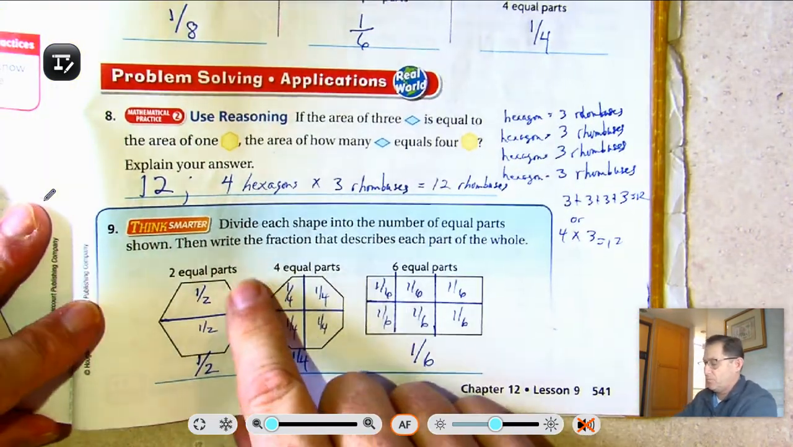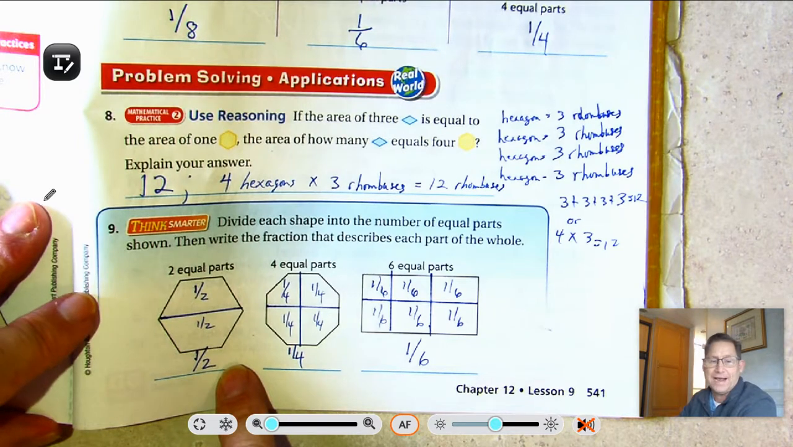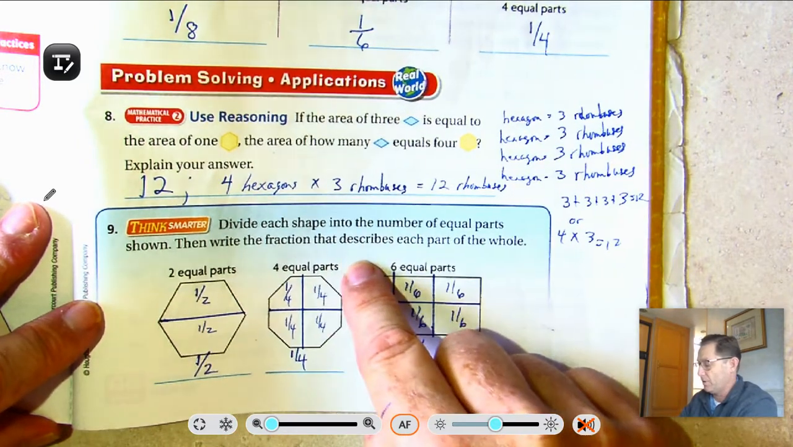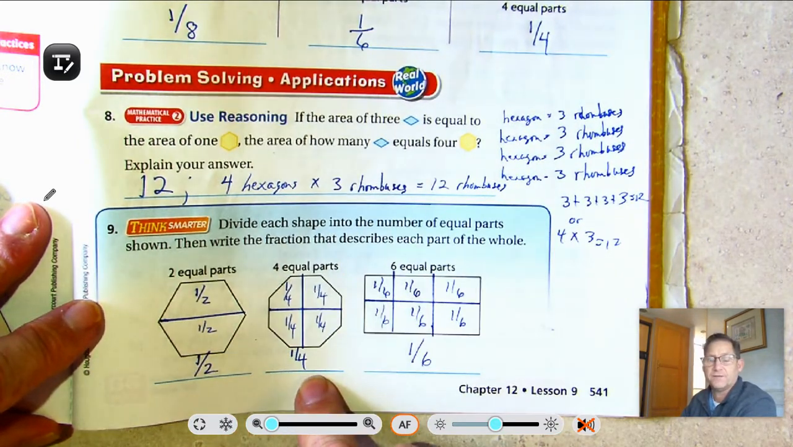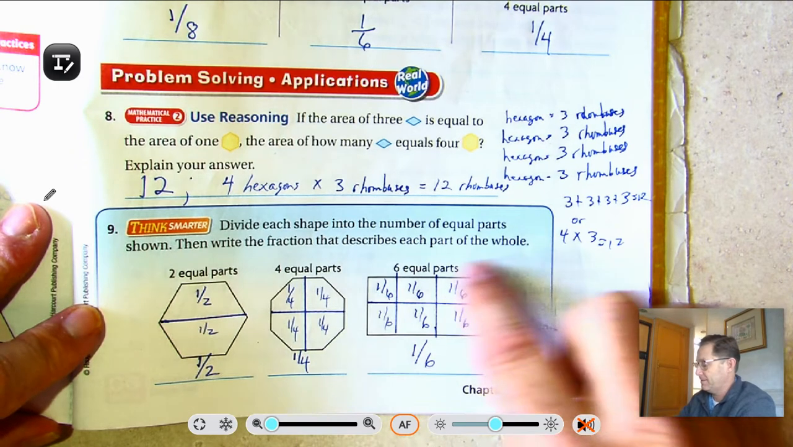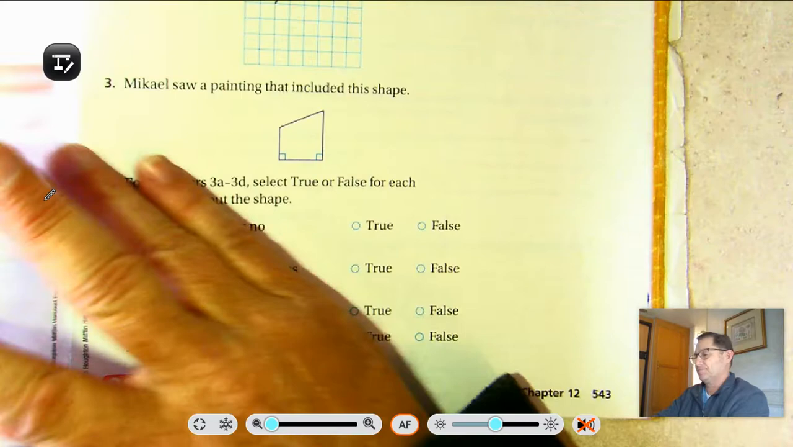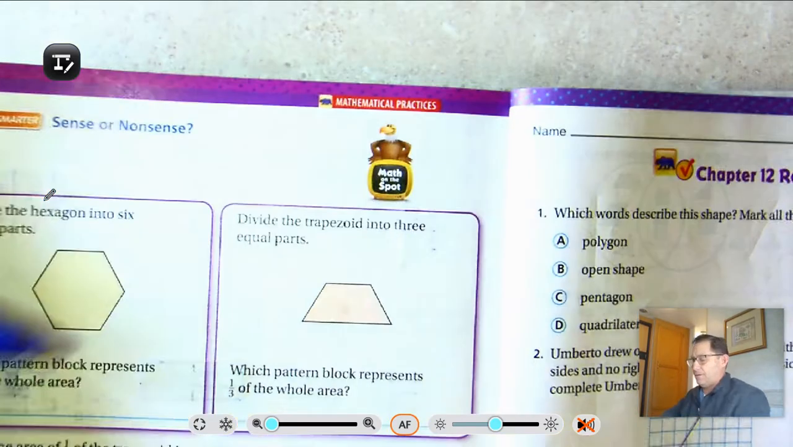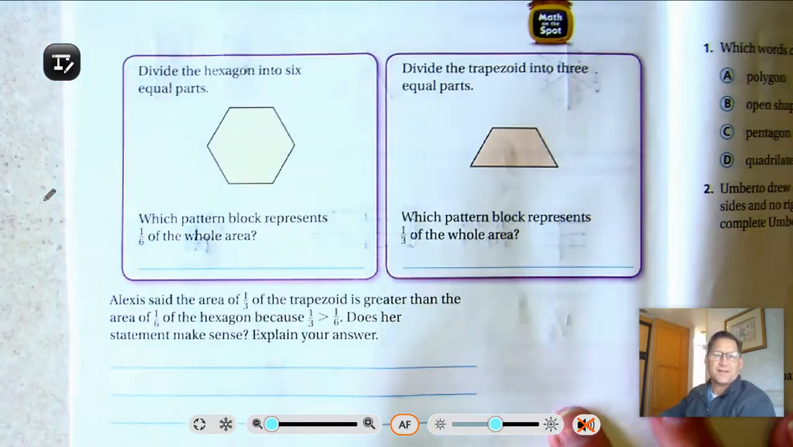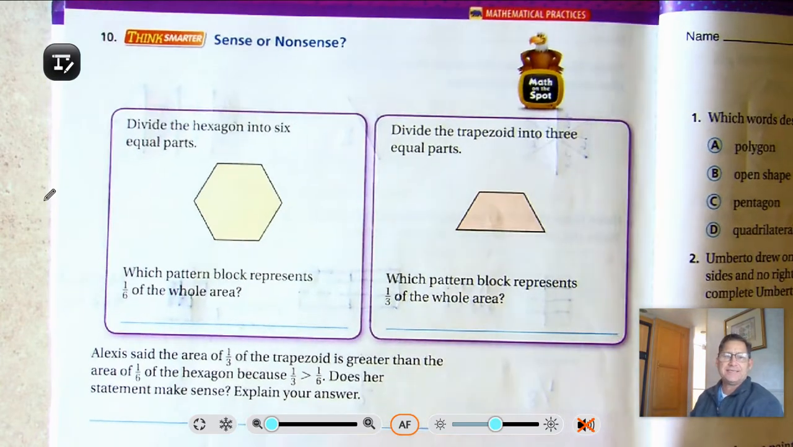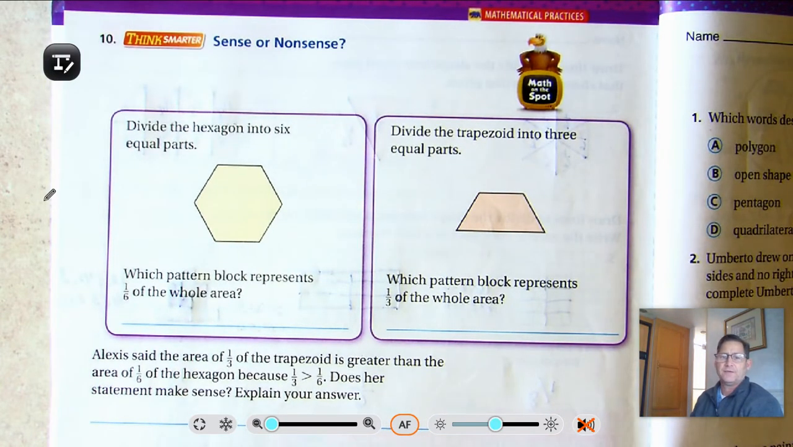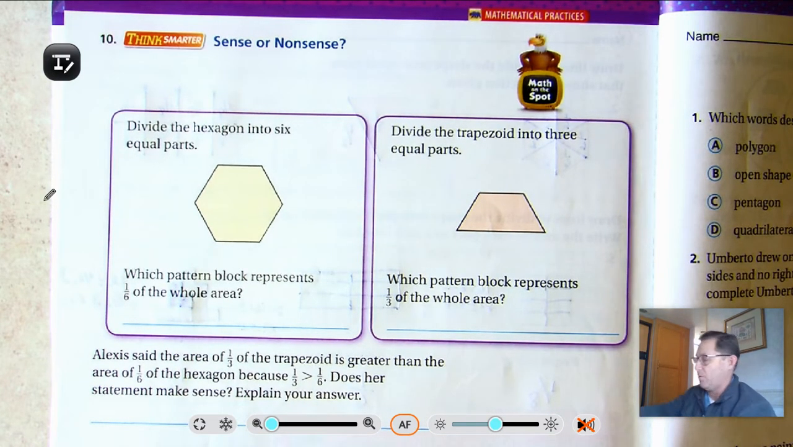So 2 parts, the fraction would be 1/2. If I break it into 4 equal parts, it would be 1/4 each part. 6 equal parts, each part would be 1/6. All right, number 10. Divide the hexagon into 6 equal parts. Divide the trapezoid into 3 equal parts.